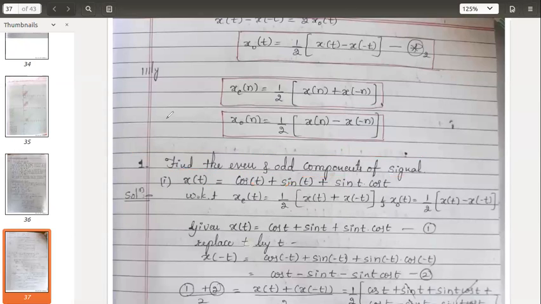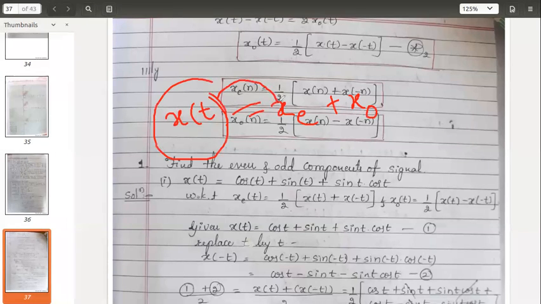As I told you, any signal x of t will generally be written as even part and odd part. Means if you have a signal, it will have an even component and an odd component, so that when you add the even and odd components, you get the original signal. Okay, this is what it means.